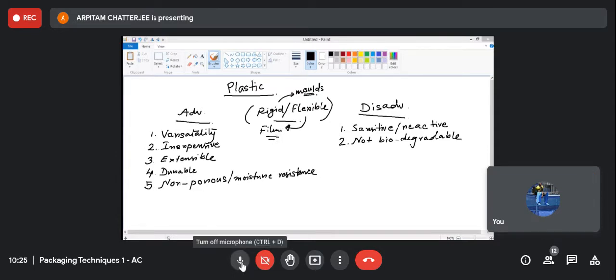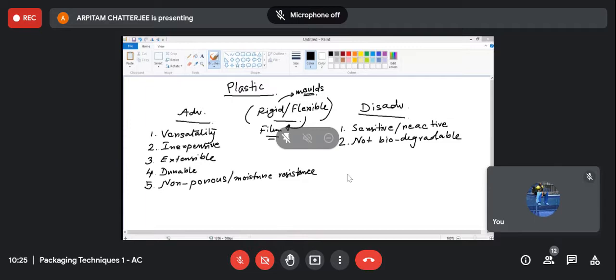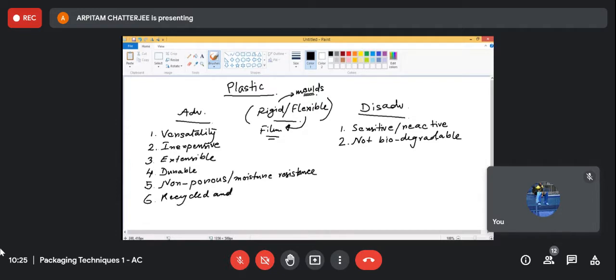Please tell once again. Yeah, obviously, it can be recycled, and it can be reused also in many of the cases. Not in all cases, but there are cases where it can be reused.